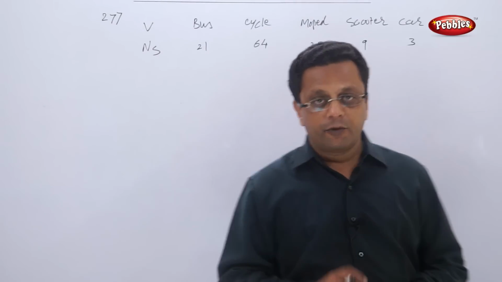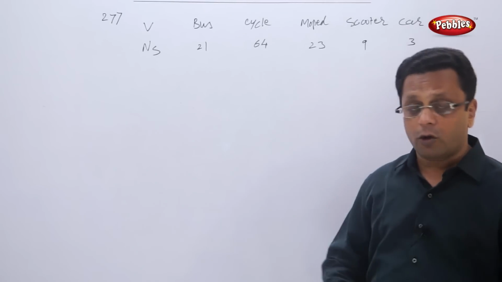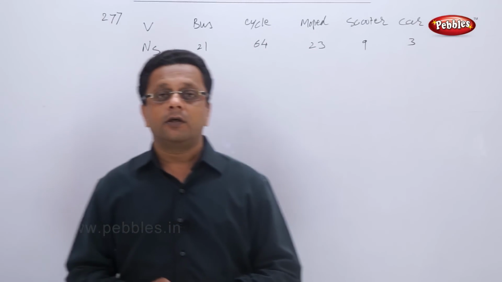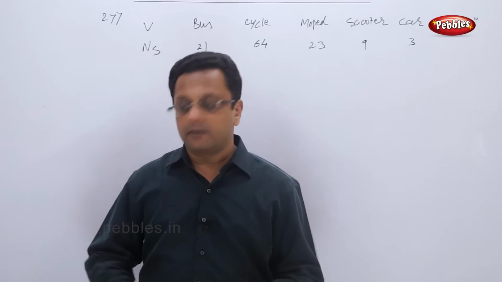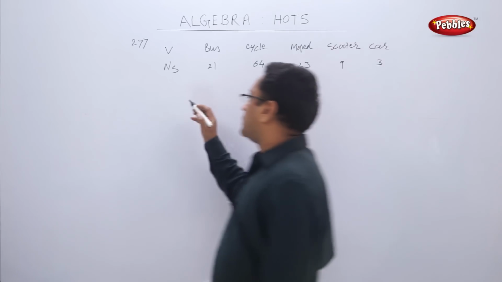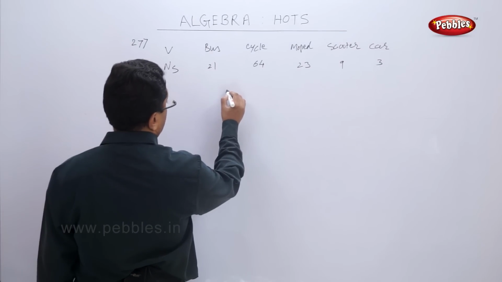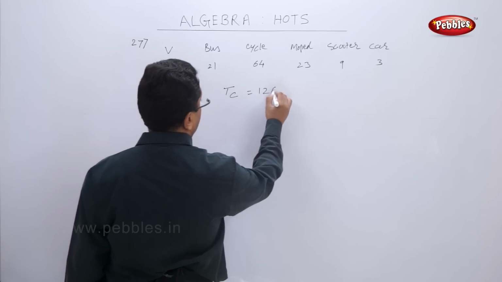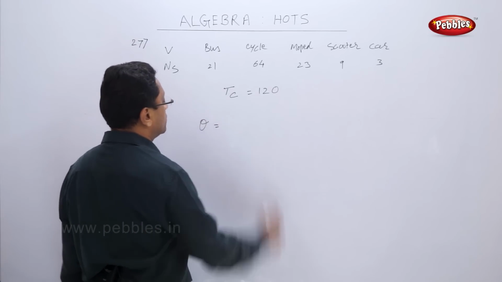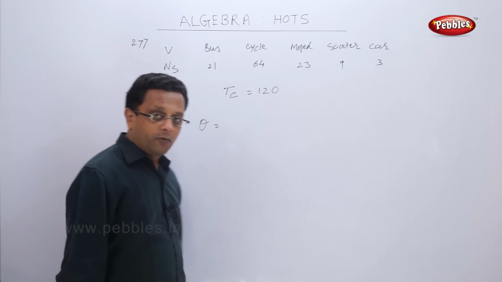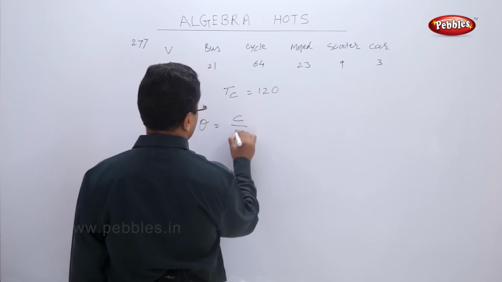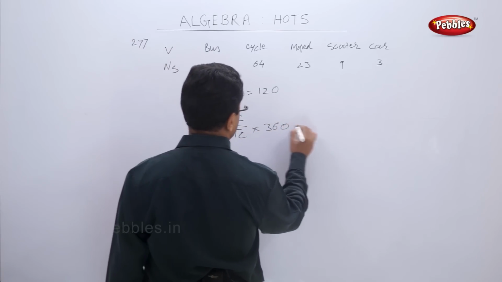You know that if you want to draw the pie diagram, then first of all you have to find an angle for each sector. And what is the angle? For finding out the angle, we should know the total. The total of components is 120 here, and for finding out the theta for each sector, what is the formula? Component upon total component into 360.